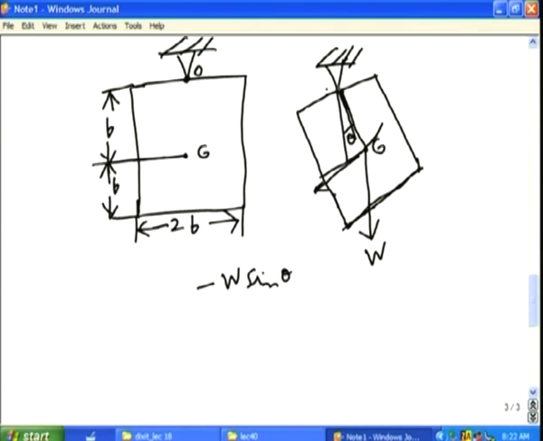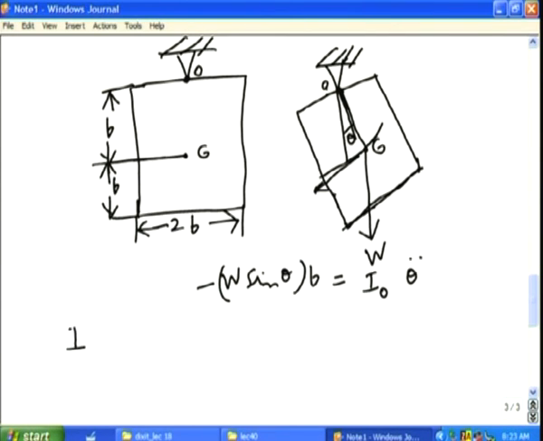If you take the torque moment of this about this point, that will be W sin theta into b. It is clockwise, so it has been shown. That must be equal to I0 theta double dot, where I0 can be found using the parallel axis theorem.